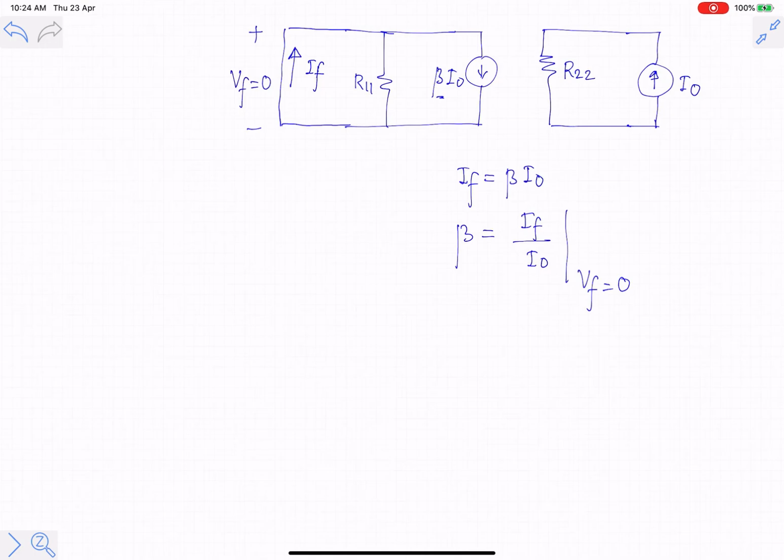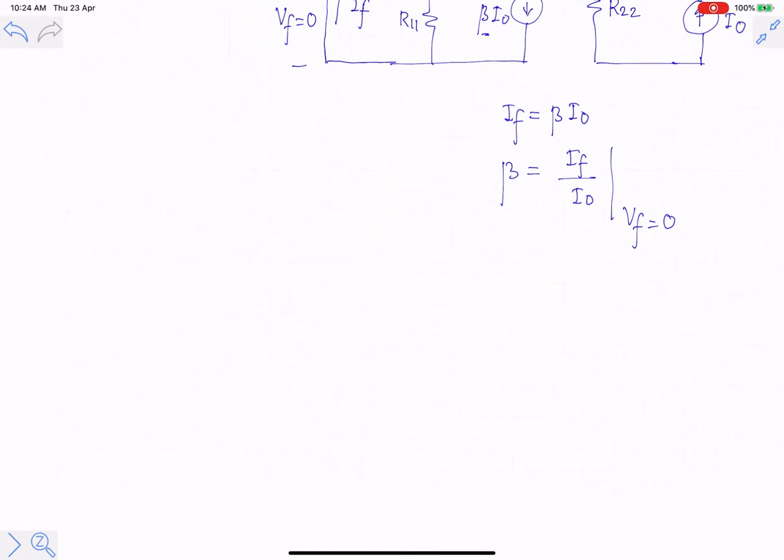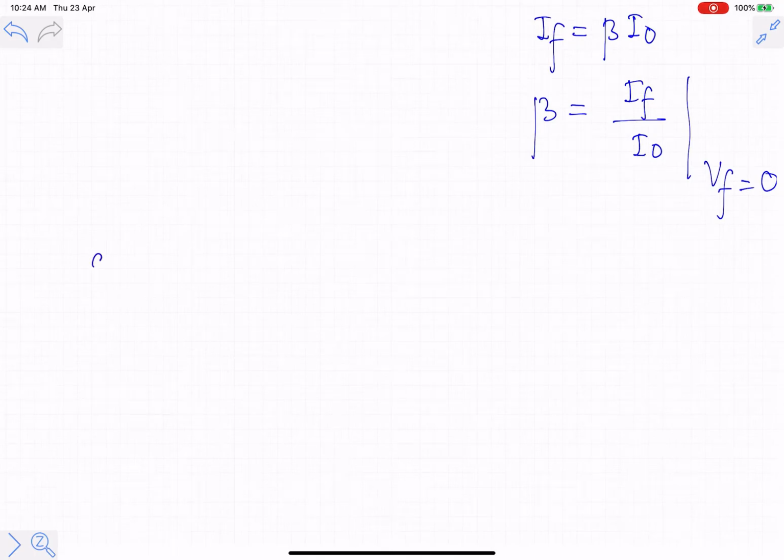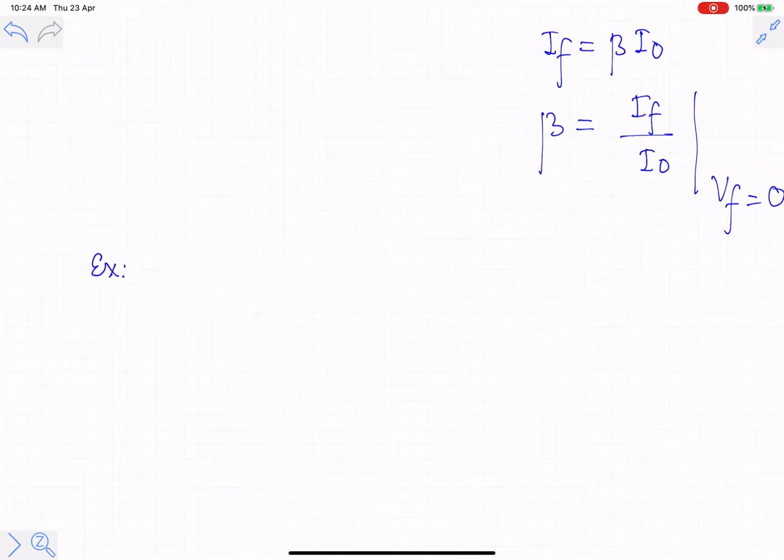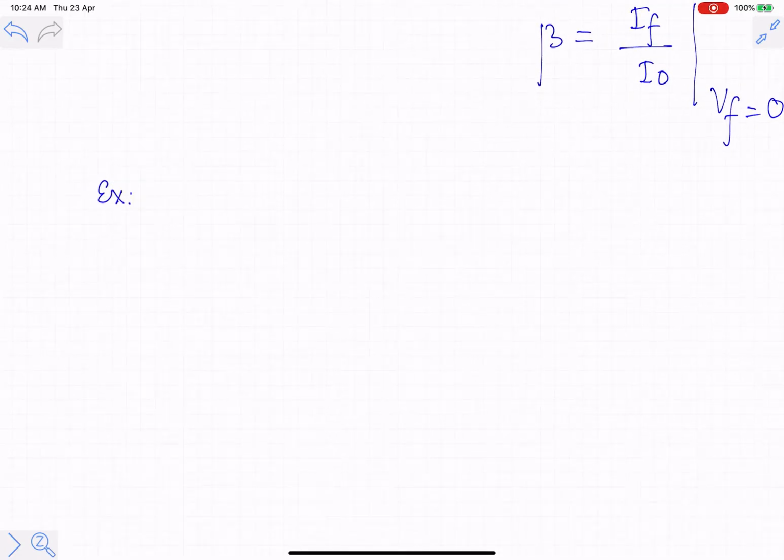Now we will see one example based on this particular method. So we will take this circuit. We are going to solve one example. The circuit that we considered for the ideal case, we will take the same example. So we have RD, MOSFET.